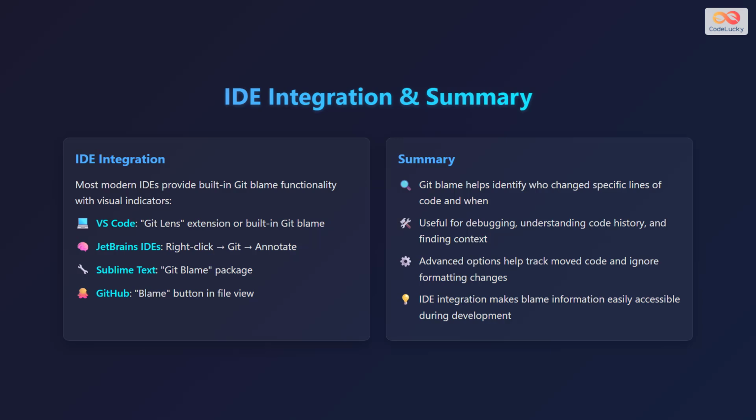In summary, Git Blame helps identify who changed specific lines of code and when. It is useful for debugging, understanding code history, and finding context. Advanced options help track moved code and ignore formatting changes. IDE integration makes blame information easily accessible during development.